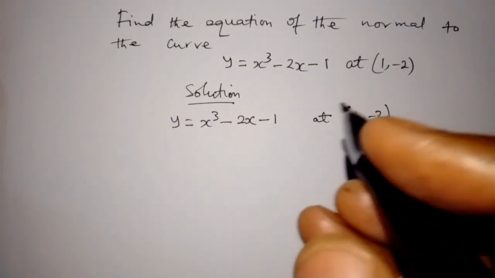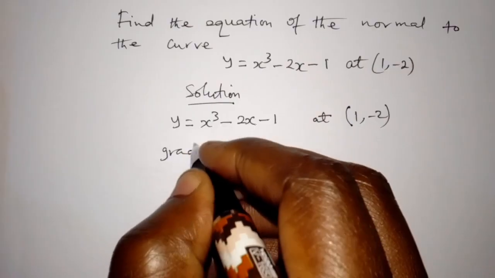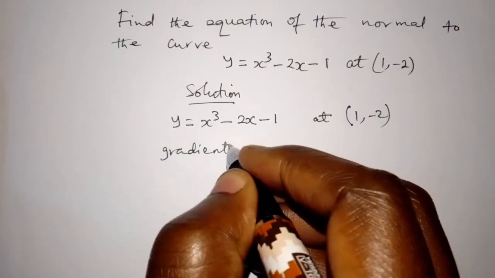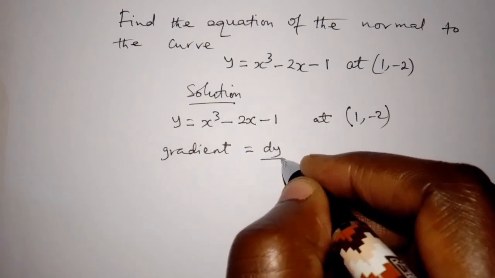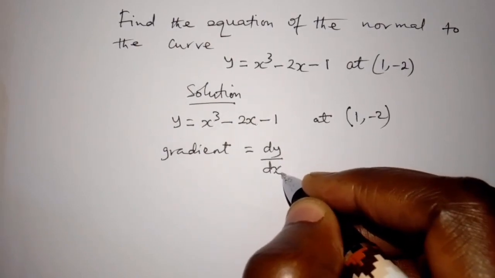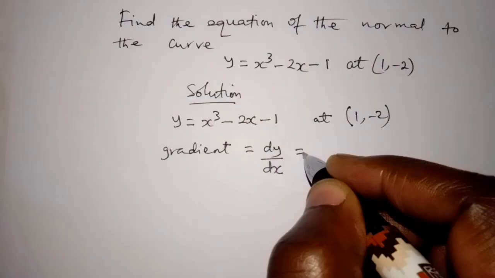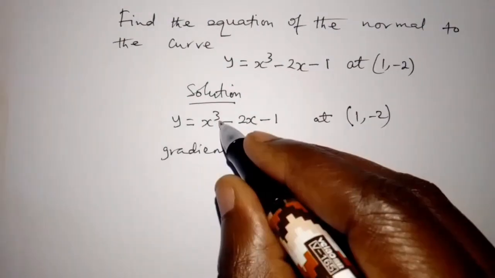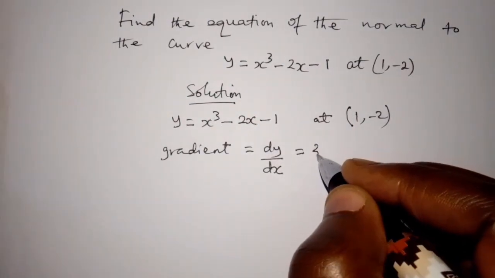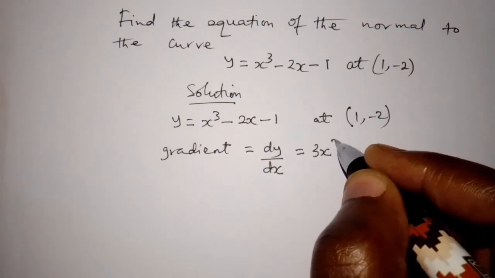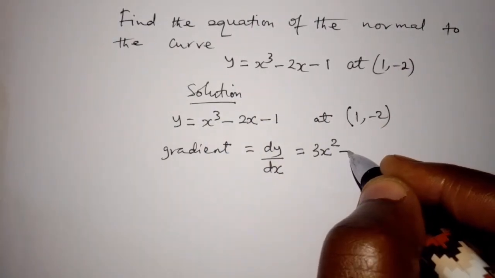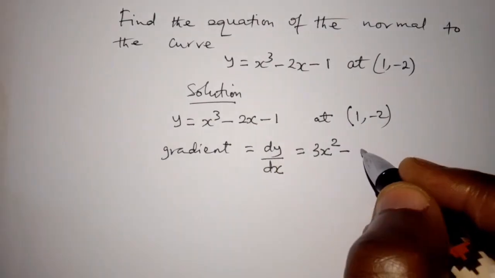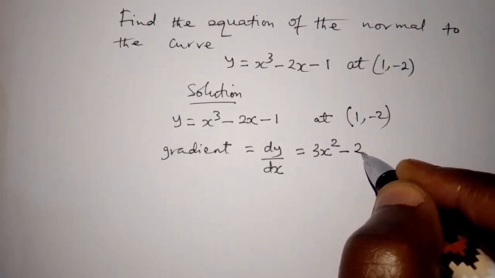The gradient is given by dy over dx, which is equal to 3x power 2 minus 2. That is our gradient.